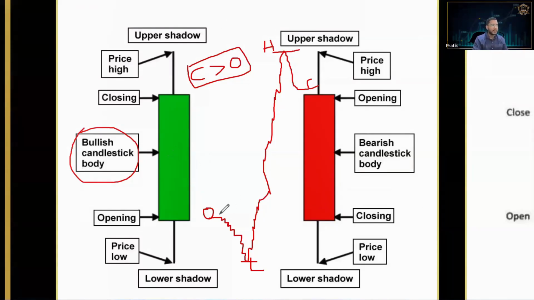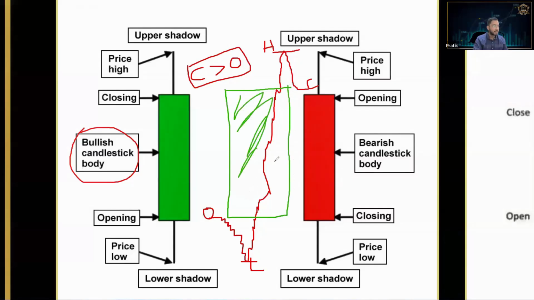Now, the next part, the difference. I'll just change the color. The difference from the close till the open, the difference between the open and the close, this part is called the body of the candle. The difference between the close and the open is called the body of the candle. Understood what the body means?